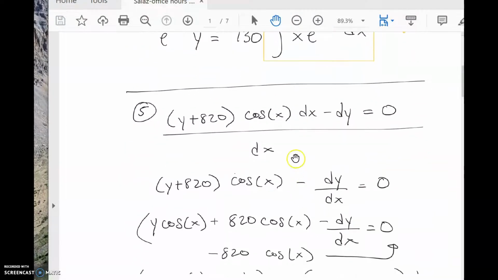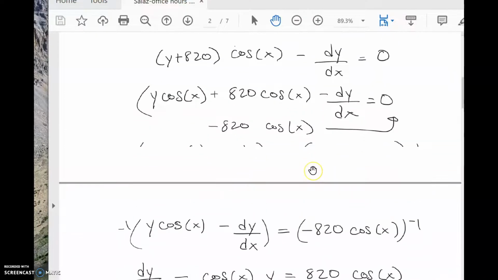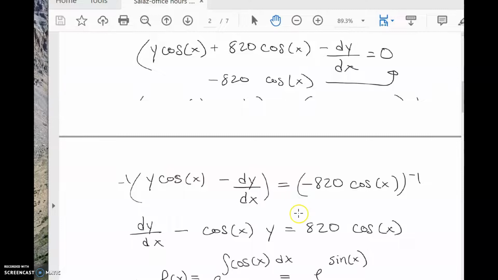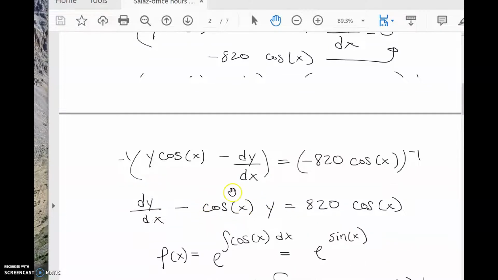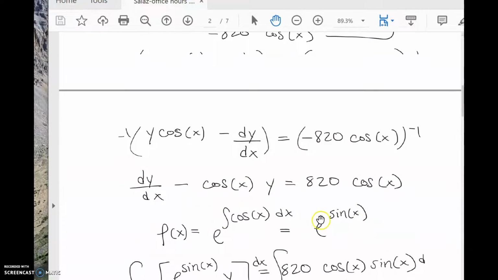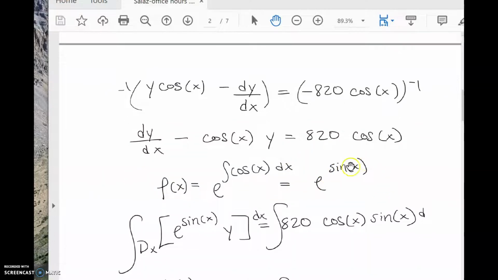Number 5. That looks good. You're going to put it in your standard form, which you have here. That looks right. And then integrating factor. That looks right. So then you're going to multiply everything by this. And so my question is, what happened to e to the sine x, right? It should be over here, not sine x, e to the sine x.